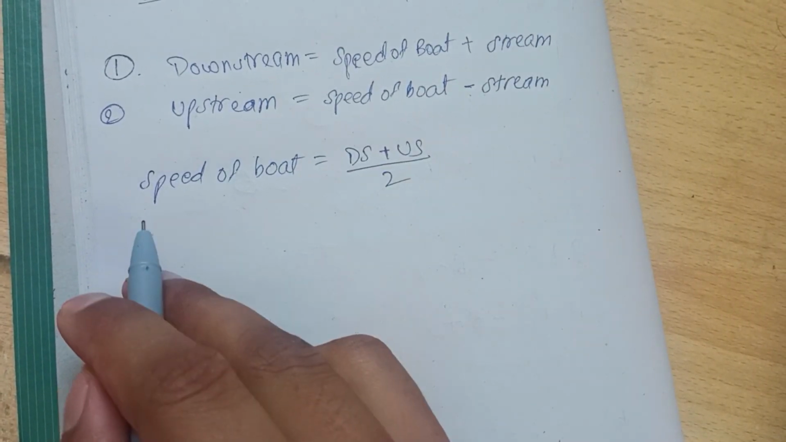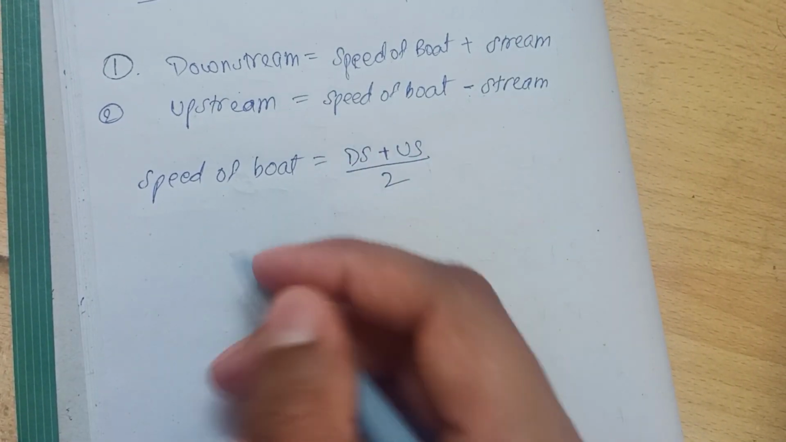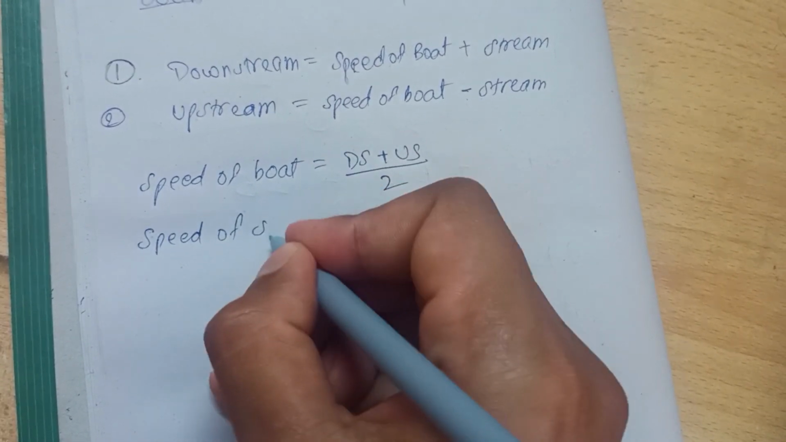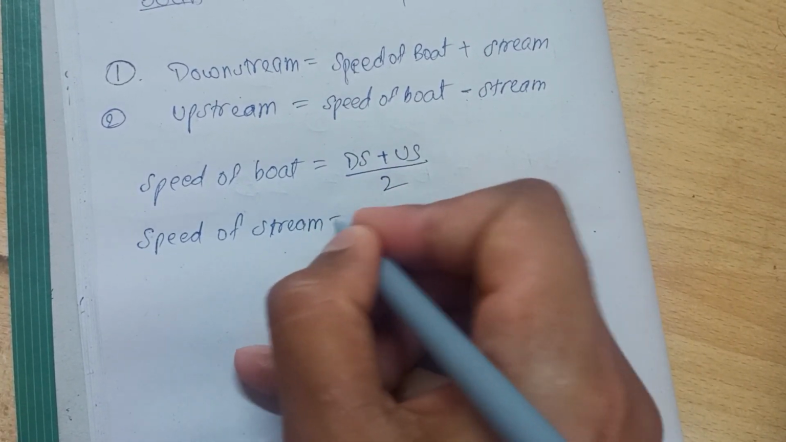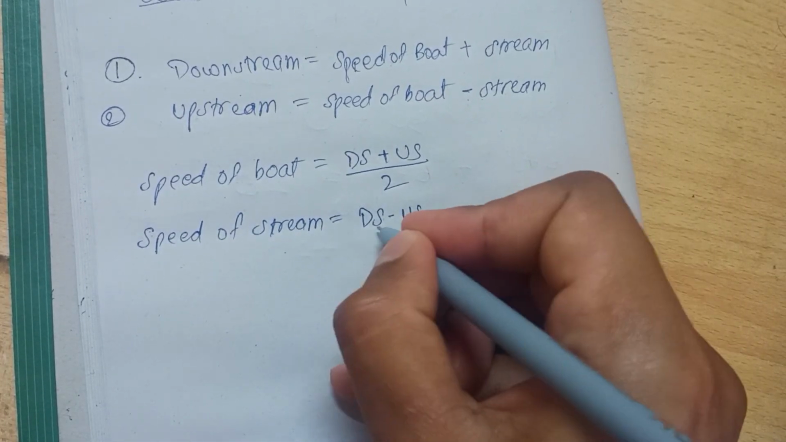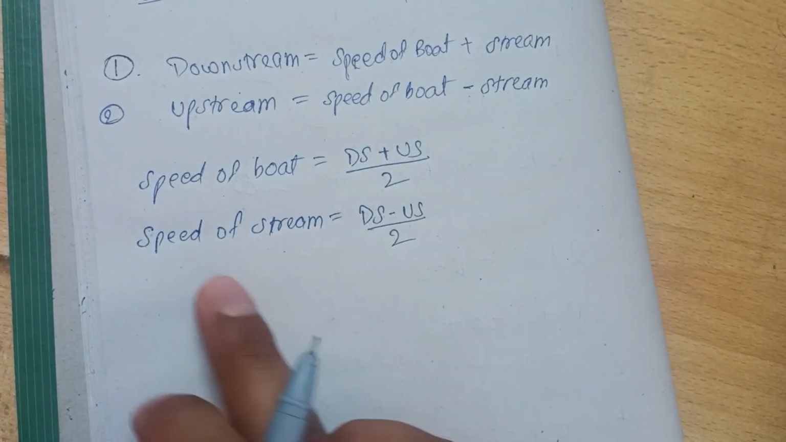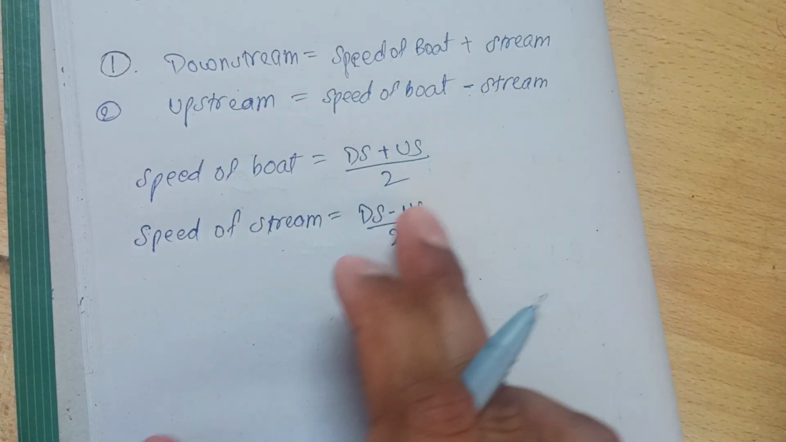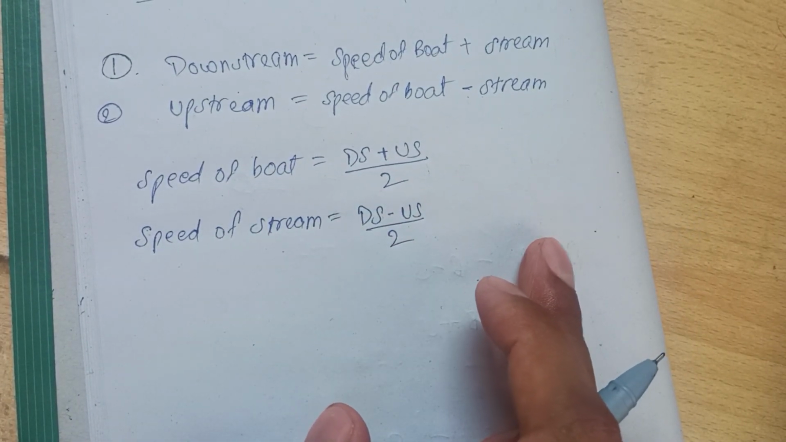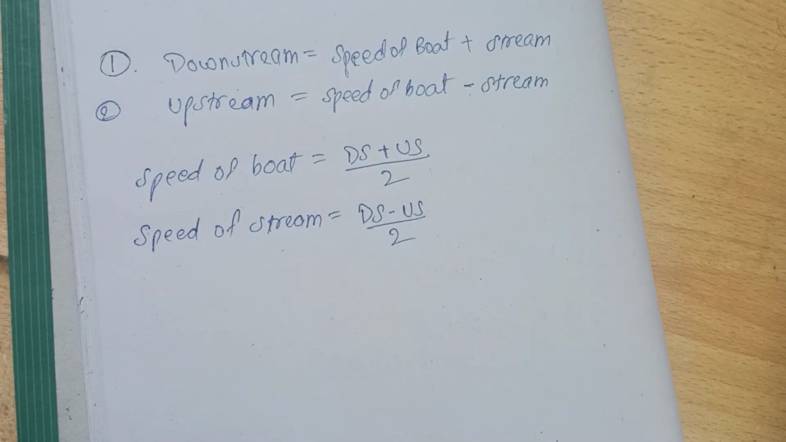And if we have to calculate the speed of stream, then the formula is speed of stream, which is equal to downstream minus upstream divided by 2. So these are the basic formulas required to solve the problems related to boat and stream. So let's begin with problem number 1.